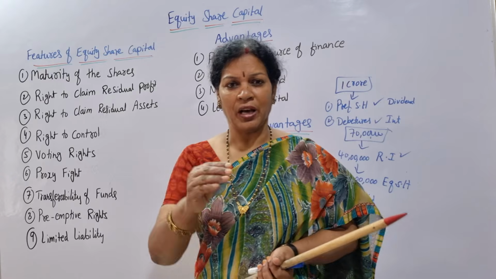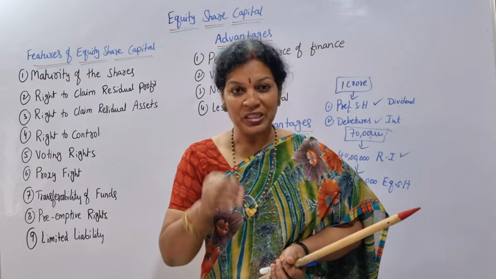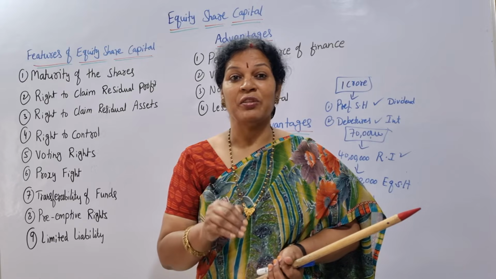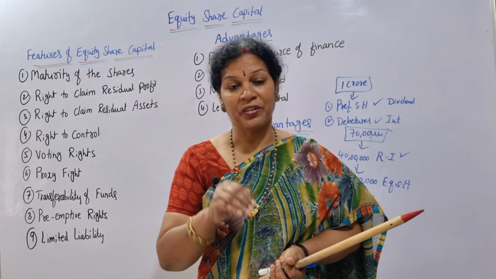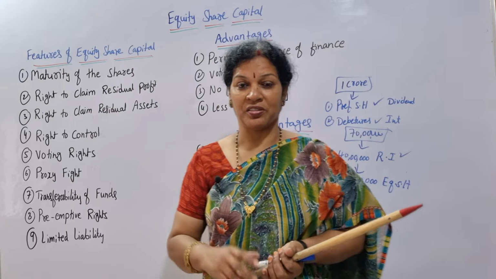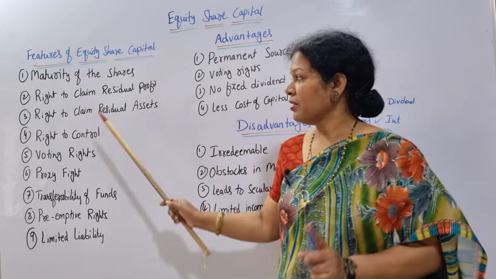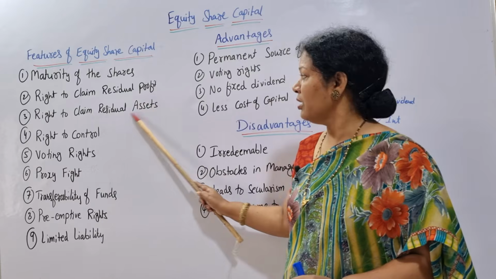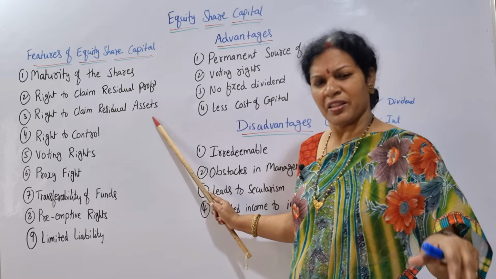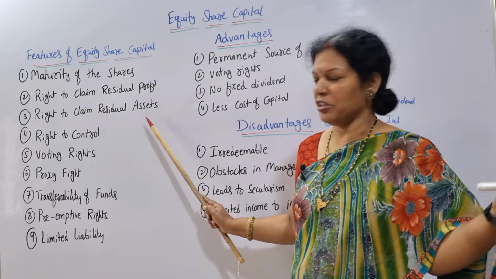Now, whatever is left out of that, these people, equity shareholders, are going to get back their investment after paying the preference shareholders and debenture holders. But anyway, they have the right to claim the residual assets also. Let them sell the assets. Now, whatever they get out of that, these people are also eligible.